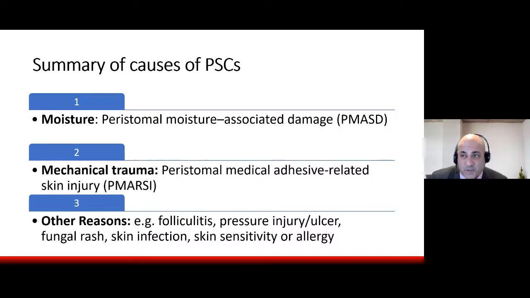So when we look at the major causes of peristomal skin damage, again, we see problems caused by 1, moisture, such as in peristomal moisture associated skin damage; 2, mechanical trauma or damage, that's peristomal medical adhesive related skin injury, or PMARC. And the third reason can be due to other causes. So I would say most of us in the healthcare profession or NSWOC community would agree that the vast majority of peristomal skin breakdowns are due to moisture or trauma. But there are other causes, and we'll look at those throughout the presentation.